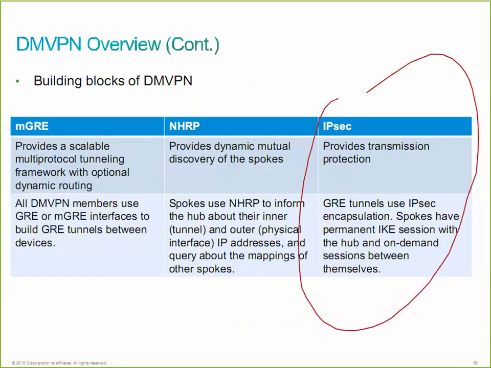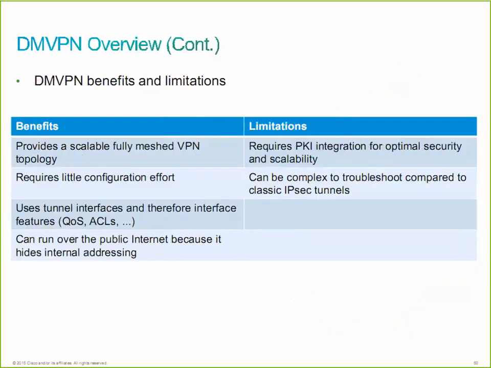IPSec. We know what IPSec provides in this environment. It provides the transmission protection. GRE doesn't provide any types of cryptography or encryption or message anti-replay, integrity, etc. So in a DMVPN architecture, IPSec provides all of that transmission protection. Okay?